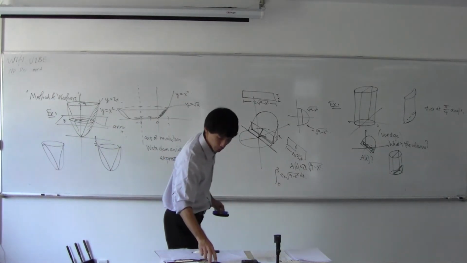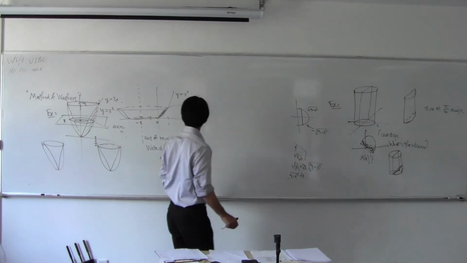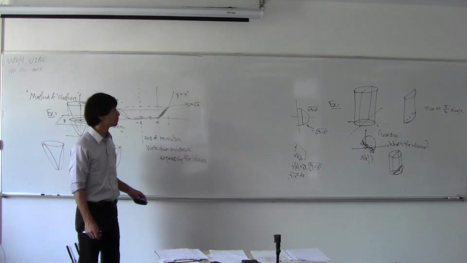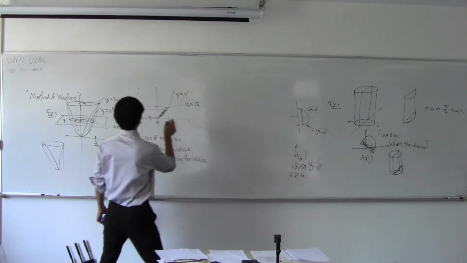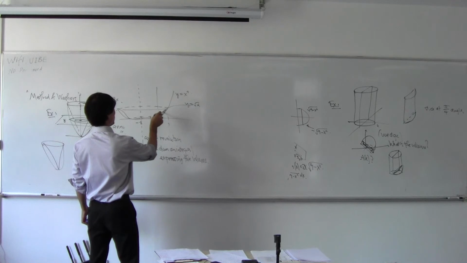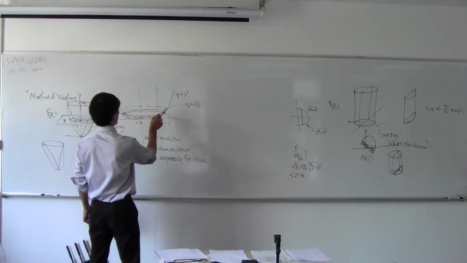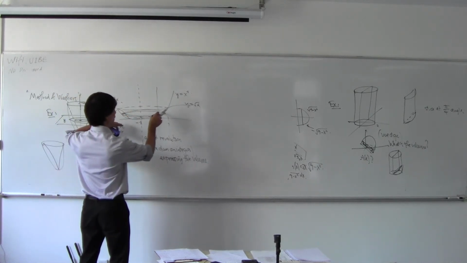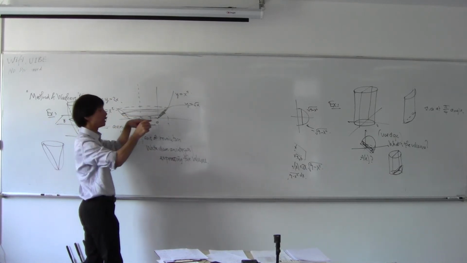Turn to somebody else and talk for a second, and then tell me what the answer is. So, what do we do? Right. We're going to take slices. Again, we're using the method of washers. So you take this little slice here, and then you rotate that around, and you get this disc. You get this annulus.